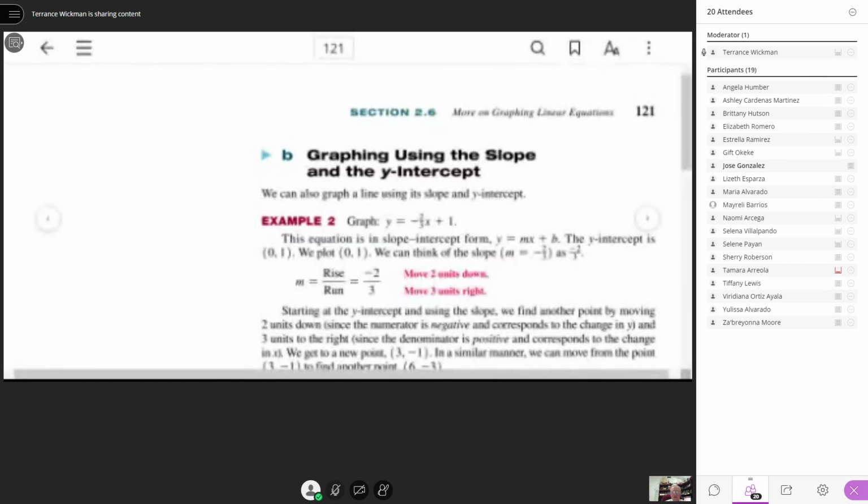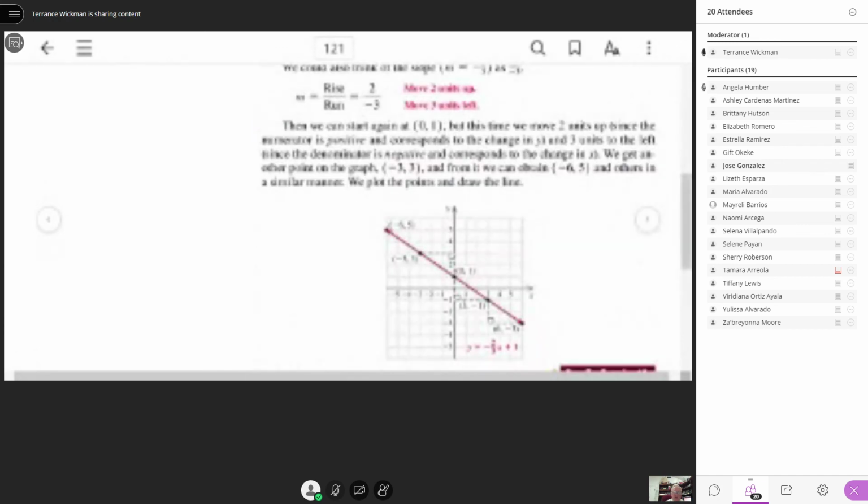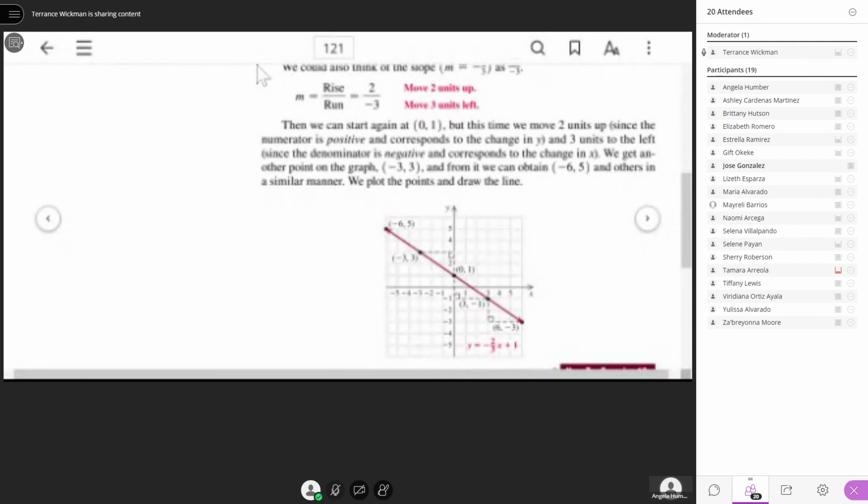Number 2, graph using the slope and the y-intercept to form the line. We know the slope is negative 2/3. You know the y-intercept is (0, 1). And you can put this in your calculator and get it. It's not clear, Professor. Okay.